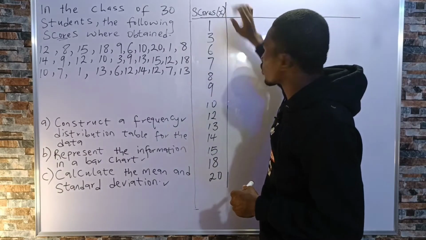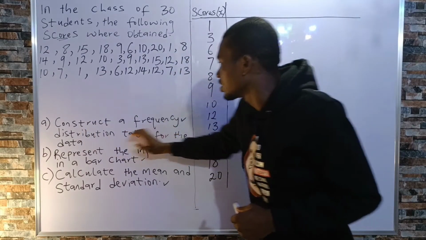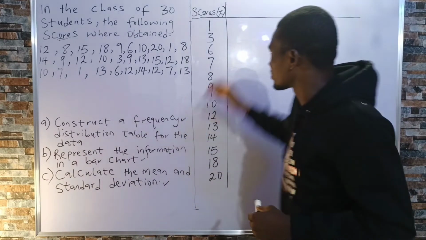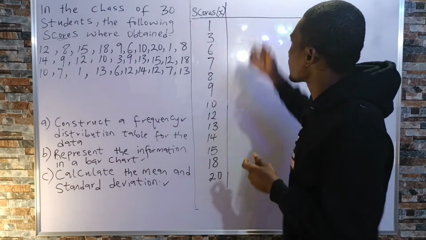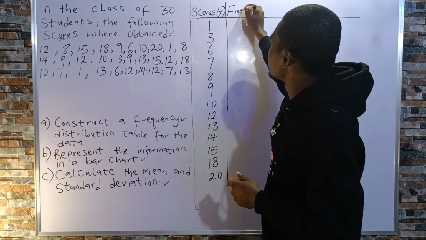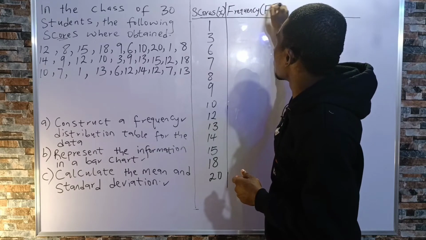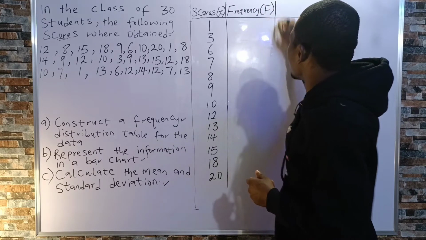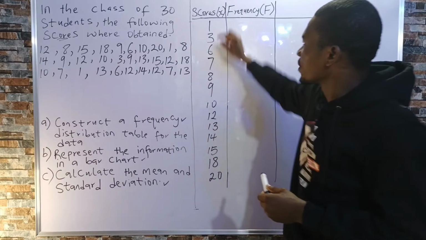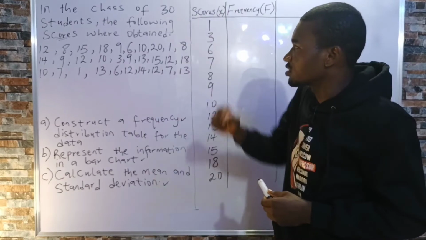Then for the second column, remember we are asked to construct a frequency distribution table for the data. So for the second column, we shall have our F, which is our frequency. Our frequency is the same thing as our f. Then for our frequency, what do we do? Very simple. We check how many times each score repeats itself.